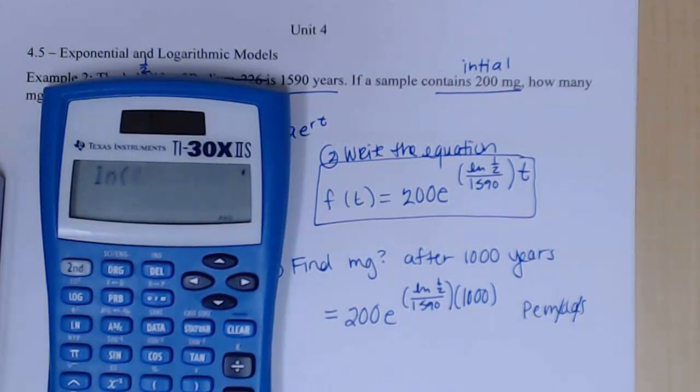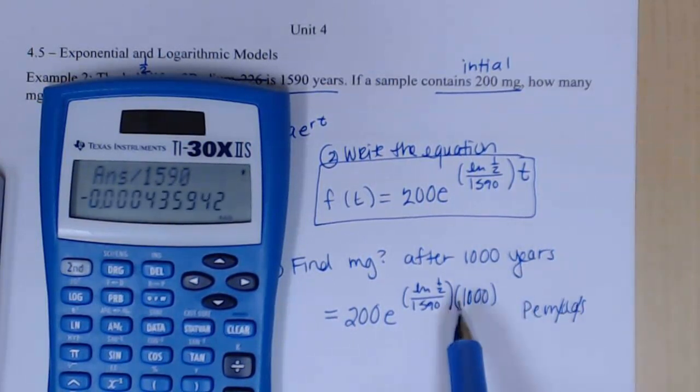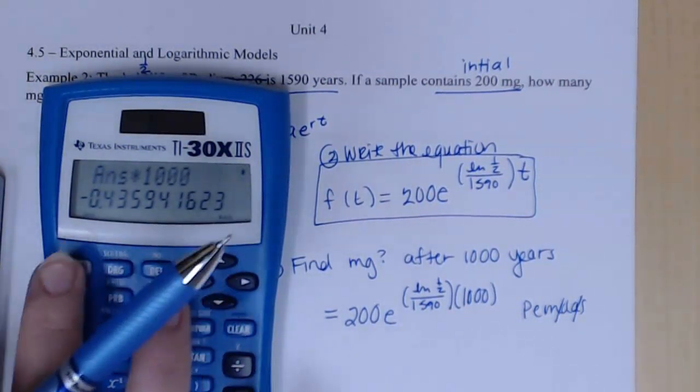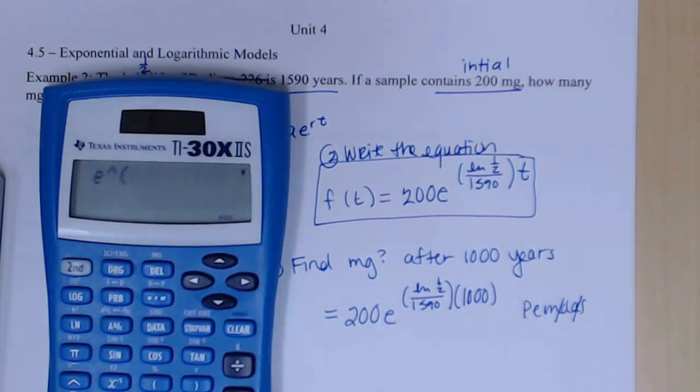So I'm going to say ln of 1/2. I'm going to hit enter. Divide it by 1590. Enter. So that's this number right here. I'm going to multiply that by 1,000. And so that gives me this exponent. And then I'm going to do my E button. Remember, your E button is right here. So I'm going to do second ln. So that gives me my E.